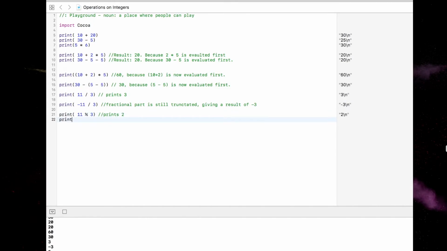And if you did print negative 11 modulus 3, that is going to print out, what do you think?